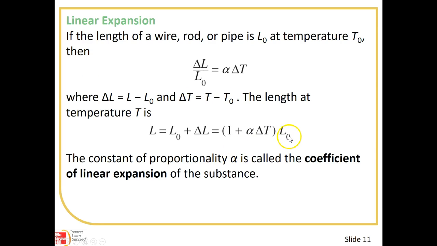So if you heat up a wire, a rod, or a pipe, that pipe will lengthen, or that wire will lengthen, or that rod will lengthen. So the equation that we're going to use for that is the change in the length over the original length is equal to alpha, and alpha is what we call the linear coefficient of expansion. It's a proportionality, a coefficient of linear expansion. So we take that times the change in temperature, and that'll tell us how much longer that will get.